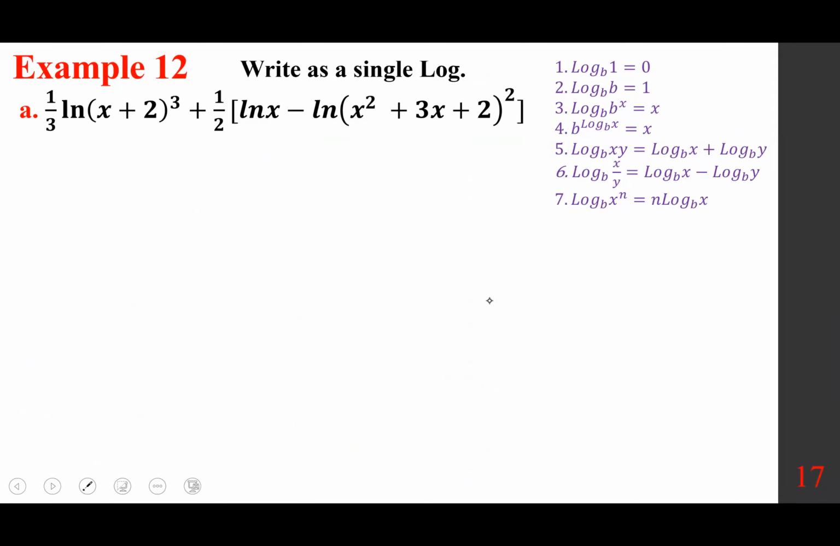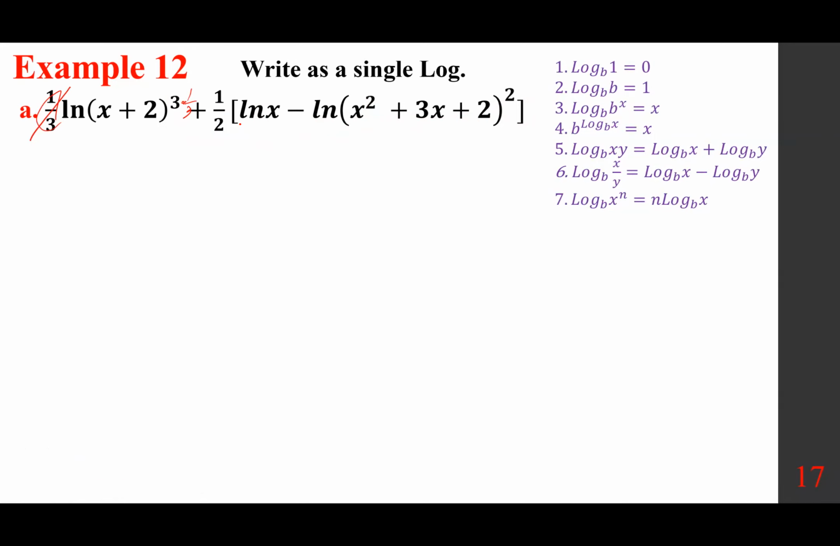All right, we want to use those logarithmic properties to write this as a single log. One third ln of (x plus 2) cubed plus 1/2 bracket ln x minus ln of (x squared plus 3x plus 2) quantity squared, close bracket. How do we put them into a single log? First and foremost, notice this one third, if I get rid of it, I can multiply here, which makes the exponent 1. So this is ln of x plus 2.